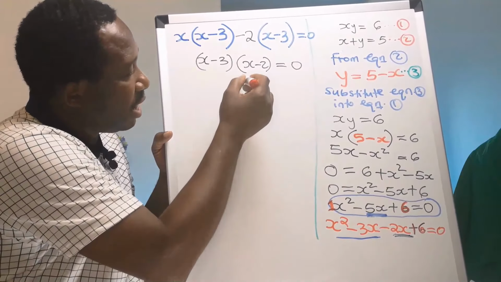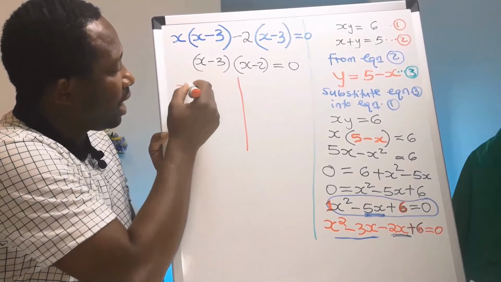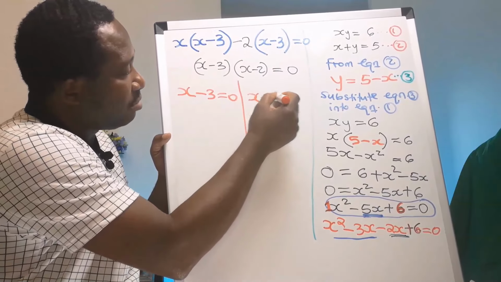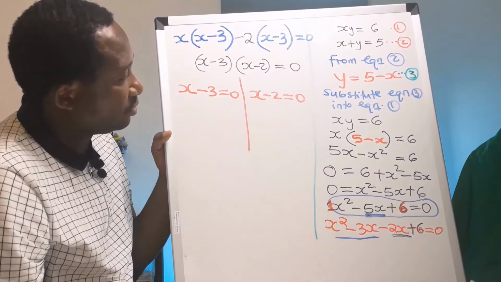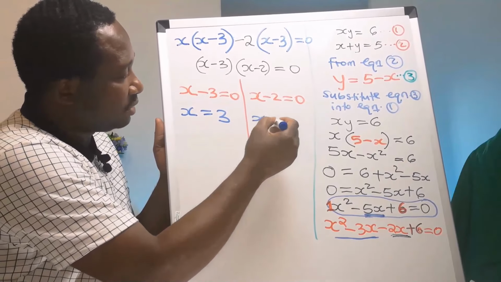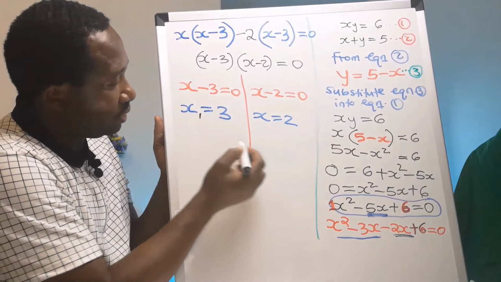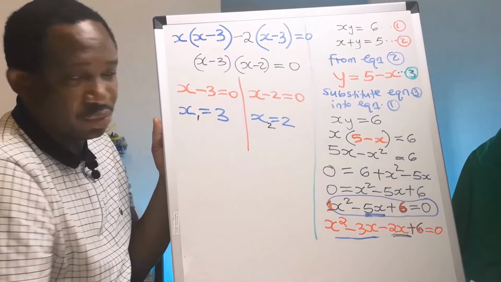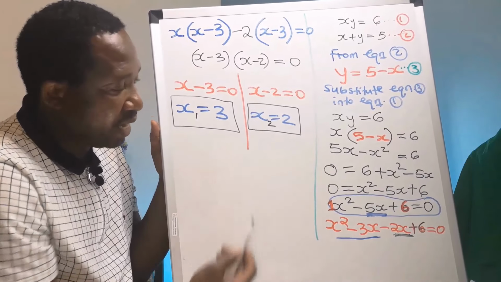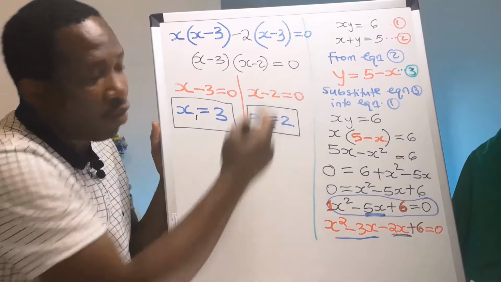Next, I will split this and solve these two. x minus 3 is 0. x minus 2 is 0. x is 3 and x is 2. This is x1 and this is x2. Hence, we have obtained two values for x and we are going to obtain two values for y.